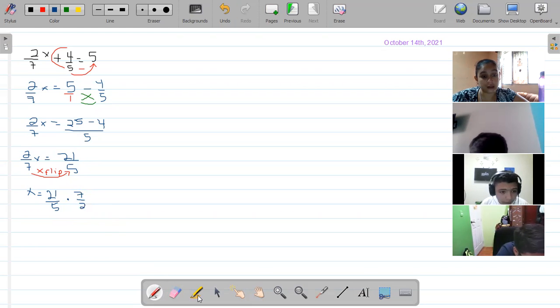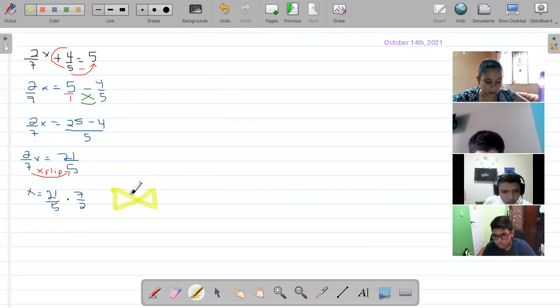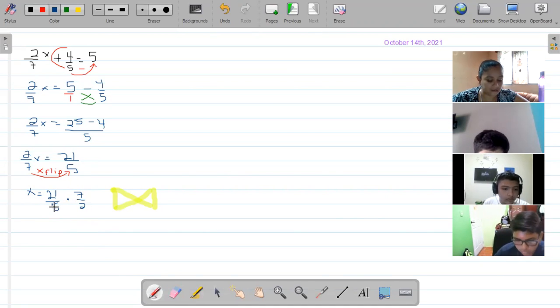And I'm gonna try and do cross simplification. Remember, cross simplification is simplifying within the same fraction between numerator and denominator, and then simplifying crossed numerator of the first one with the denominator of the second, or denominator of the first one with numerator of the second. Okay, so let's see. And I simplify something between 21 and 5.